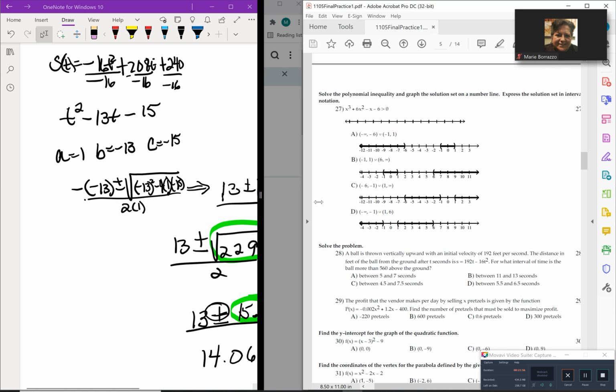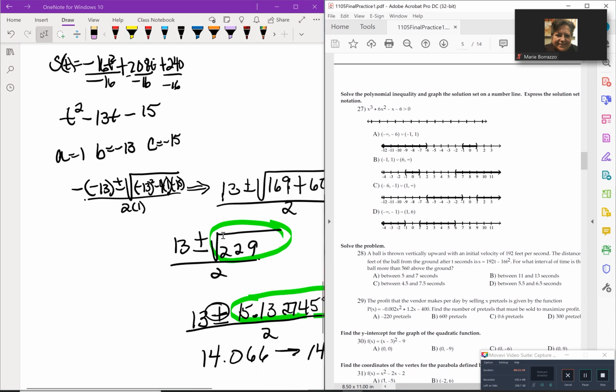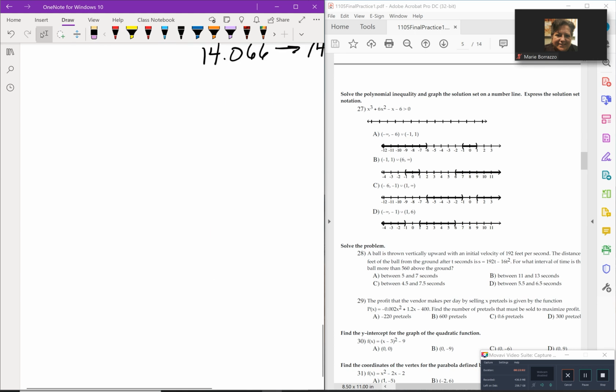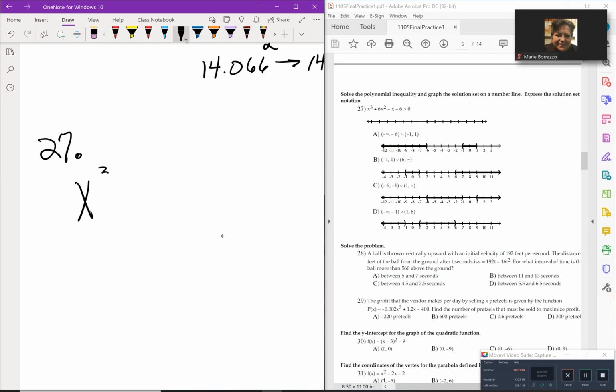You can always substitute if you're in a hurry or you have doubts about how you approach a question like this. You can always plug in a number and make sure that it works. So we're on number 27. I have x cubed plus 6x squared minus x minus 6 greater than 0.